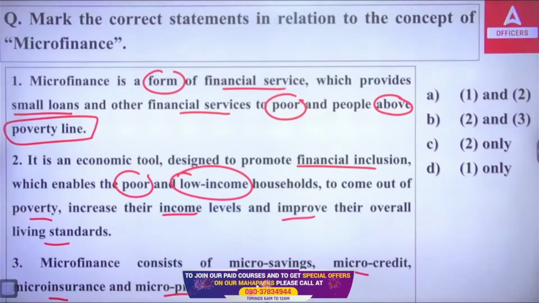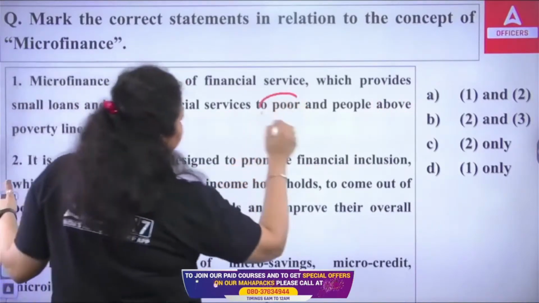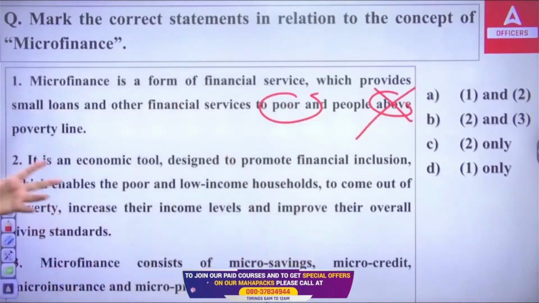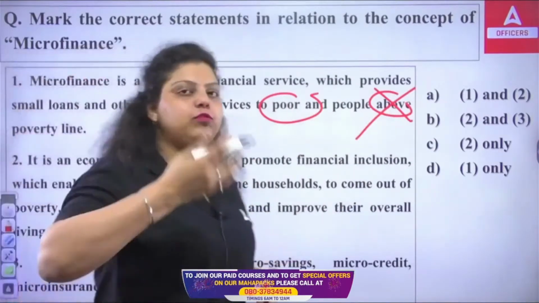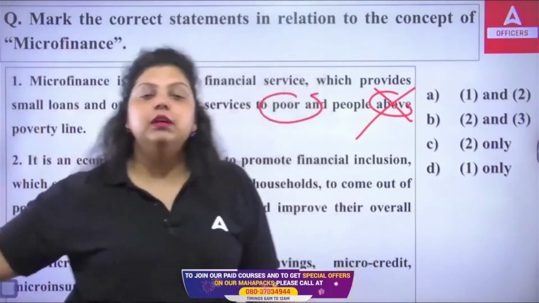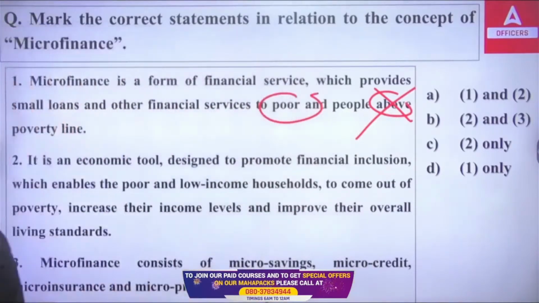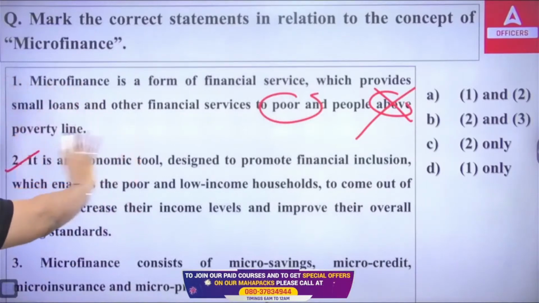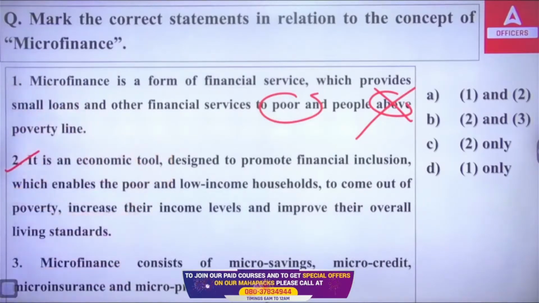So the right answer here will be, if you see, the first option is saying it will provide to the poor and above. No. Above poverty line people will have a lot of services with the bank. They do not have to have microfinance. They are already the above poverty line population. Then second is almost already covered, or I can say it is 100% correct, an economic tool to promote financial inclusion in the country, enabling the poor and low income households to come out of poverty and also increase their income level.